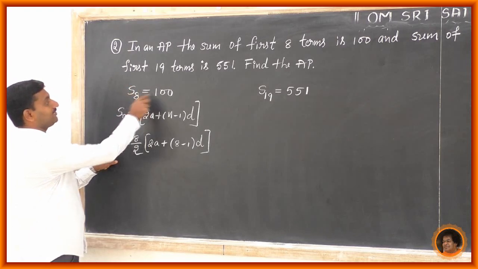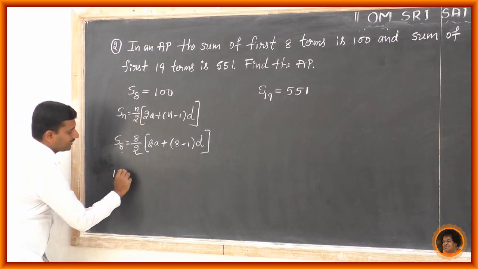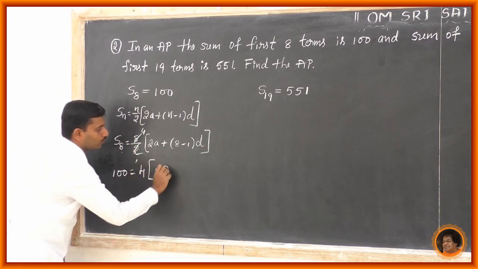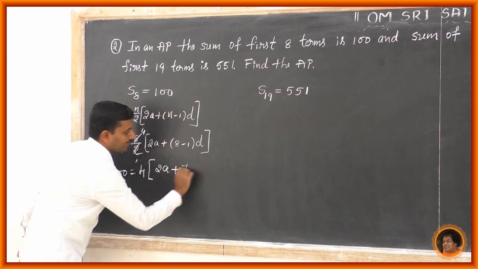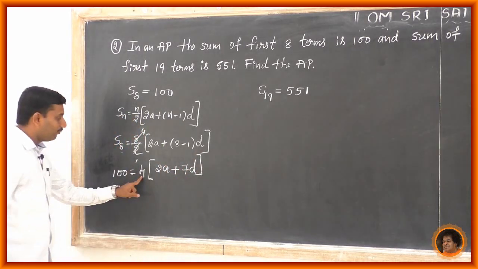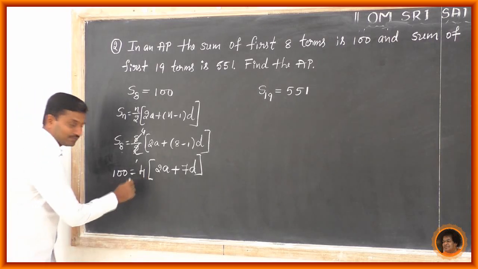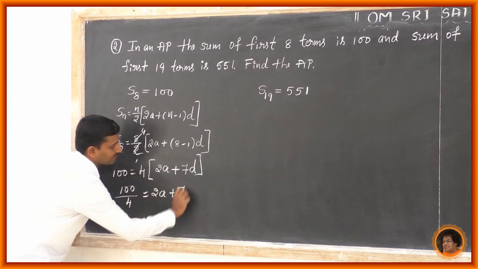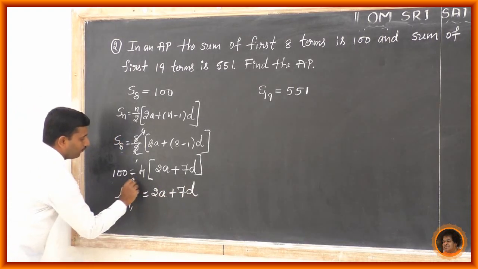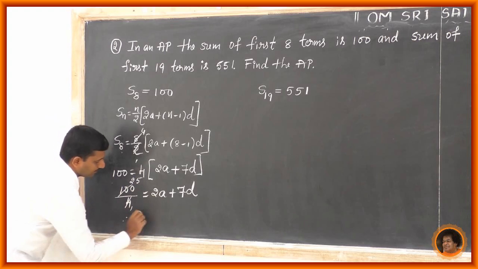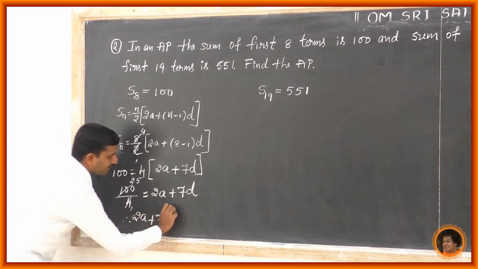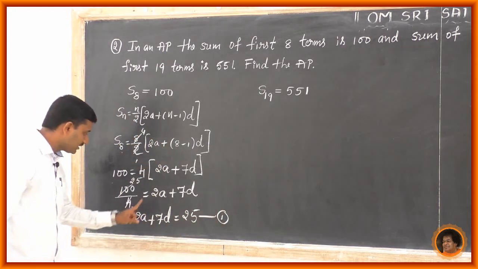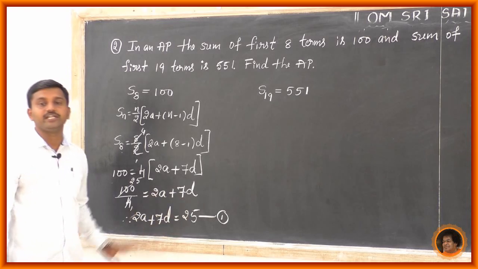Now S_8 means the sum of the first 8 terms, which is given as 100. So 100 = 4 (2a + 7d), since 8 minus 1 is 7. Here 4 is a constant term, so transpose it to the left hand side. So 100 divided by 4 equals 2a + 7d. 4 times 25 is 100. Therefore the equation is 2a + 7d = 25. So this is the first equation.